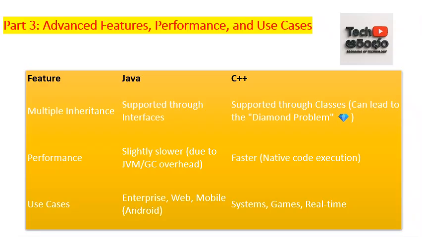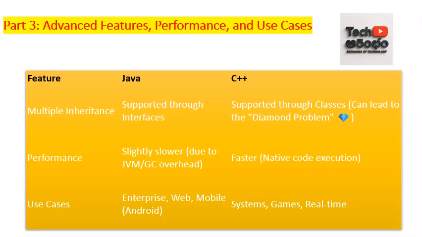Second one, exception handling. Java uses checked exceptions, forcing predictable errors to be handled at compile time. On the other hand, C++ exceptions are unchecked, typically handled at runtime, giving more flexibility but less safety. Last one, performance. Java is slightly slower due to JVM interpretation and garbage collection. On the other hand, C++ is faster because it compiles directly into native machine code.